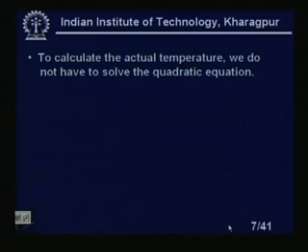Now, to calculate these actual temperatures, we do not have to solve the quadratic equation. You see, the two basic scientists, Callender and Griffith, worked a lot on resistance thermometry. They suggested that instead of solving that quadratic equation, that means second order equation, because in most cases, even if I take nonlinearity up to the second order, that means Rt equal to R naught into 1 plus alpha t, that means like this one.